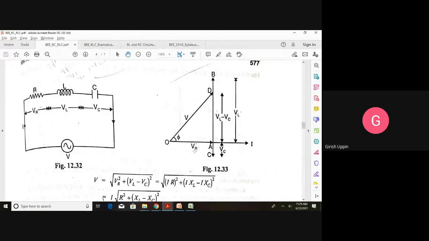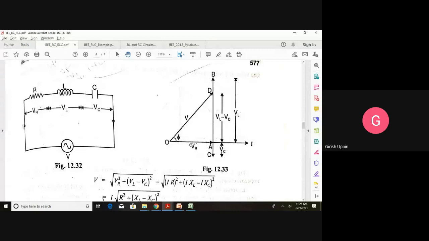Now, just imagine VC is larger than VL. So, what would happen on the negative side? We have a VC value that is more. So, VL minus VC would be a negative value. So, this point will come somewhere here, and the applied voltage would be like this V. Now, you can see this is the applied voltage and this is the current. Now current is leading the voltage by an angle phi, and phi can be calculated with the same formula.